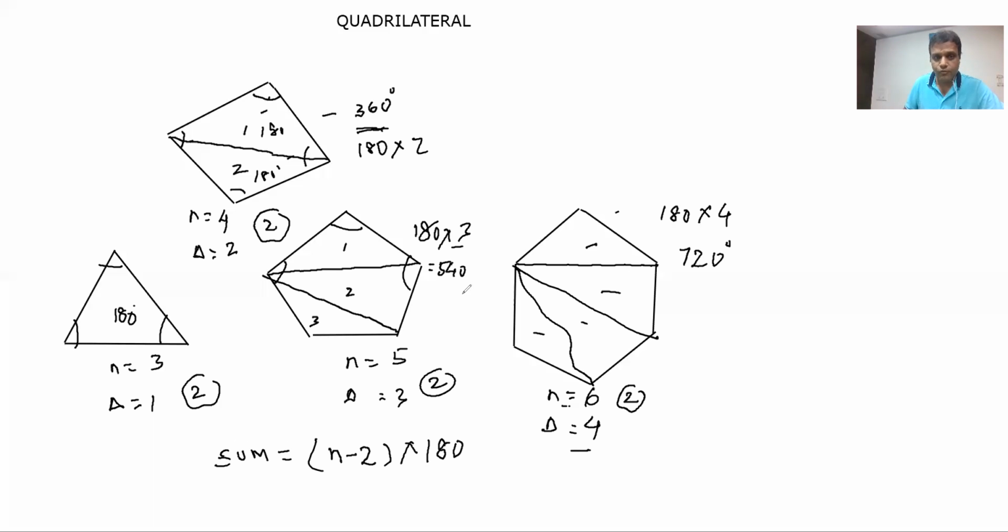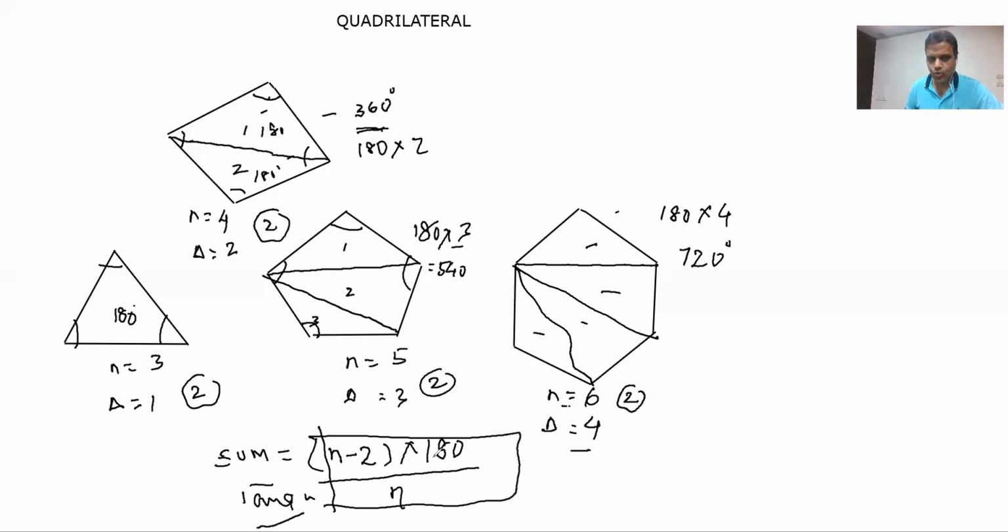Last thing, if I have to find out what one angle is equal to, one angle will be equal to n minus 2 into 180, which is the sum of all angles. If I divide this by n, I get one angle, the measurement. So now you have to remember this formula. N minus 2 into 180 upon n is what each angle of that shape which has got n sides is equal to.